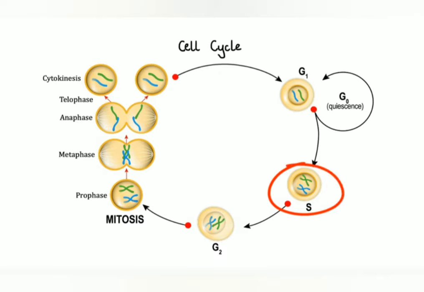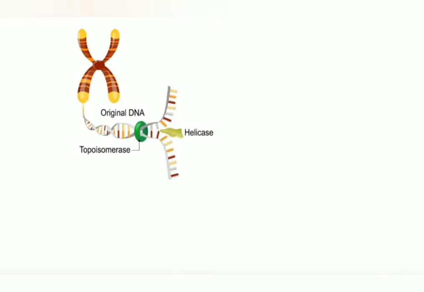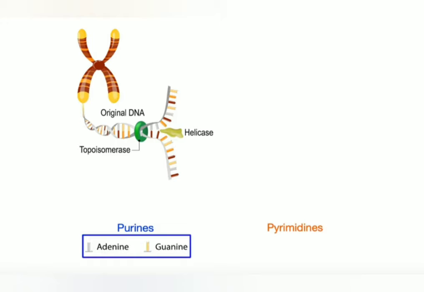Now, in order to gain better understanding of how these agents work, first let's take a closer look at what exactly happens during the S phase. So as you may remember, during the S phase, DNA is replicated. DNA replication begins when an enzyme topoisomerase unwinds coiled DNA, and an enzyme DNA helicase breaks the bonds between complementary nucleotide bases. This exposes the bases, which are of two types, purines and pyrimidines. The purines are adenine and guanine, and the pyrimidines are cytosine and thymine.